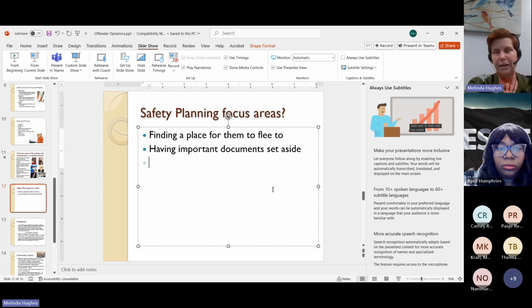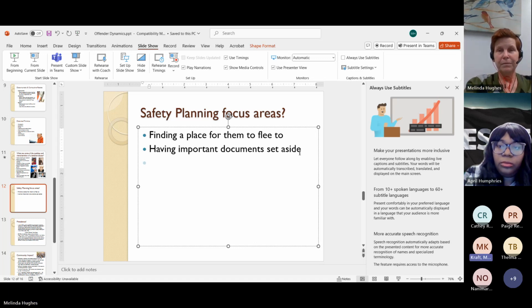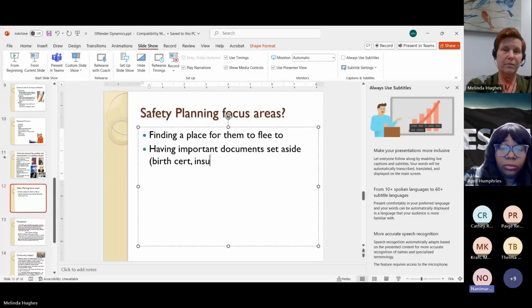And what might be in that? Like, what are the important documents we think somebody might need to have? Birth certificates, social security cards, medical records. Restraining order if there's one active, custody paperwork if that's been an issue.